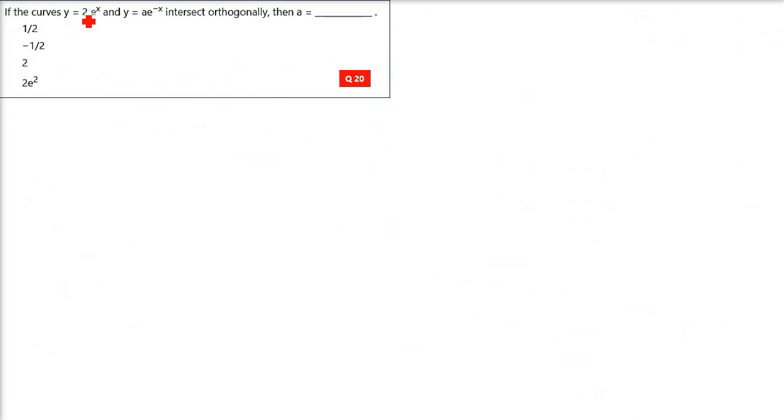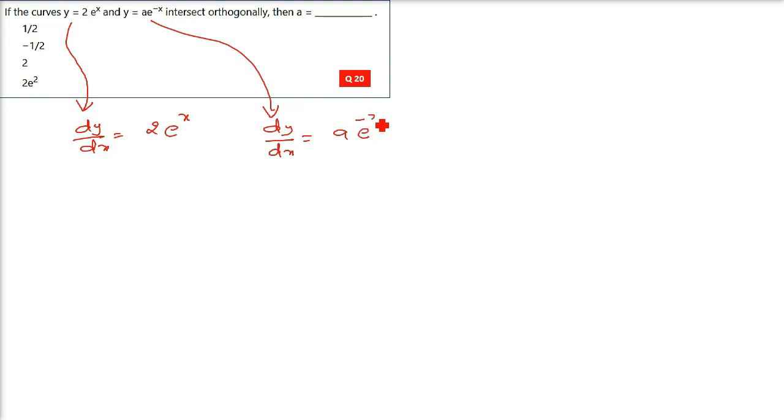If these two curves are intersecting orthogonally, then we have to find out A. So we'll find out the dy by dx of each, because the orthogonality condition is that when we multiply m1 and m2, it has to give you -1. So I'm differentiating both of these. The second one will also be like this, only a negative will come, because the differentiation of e raised minus x will be e raised minus x, and minus x will give -1.